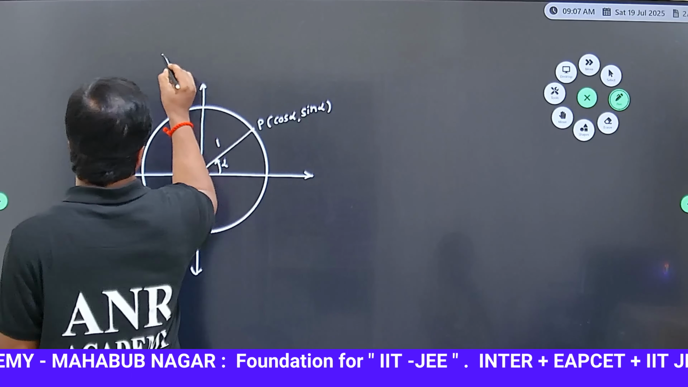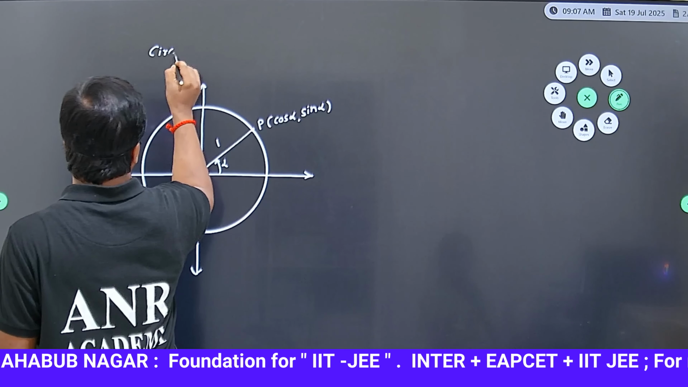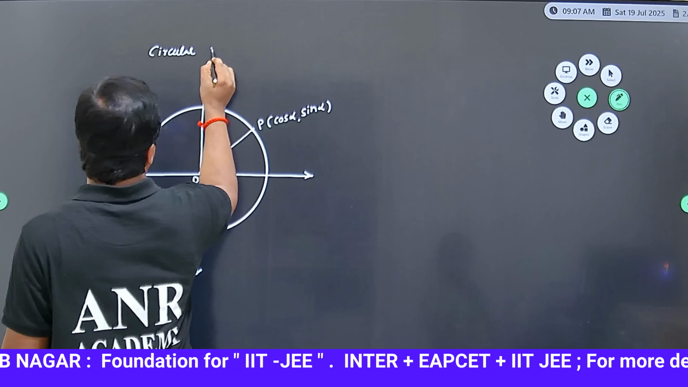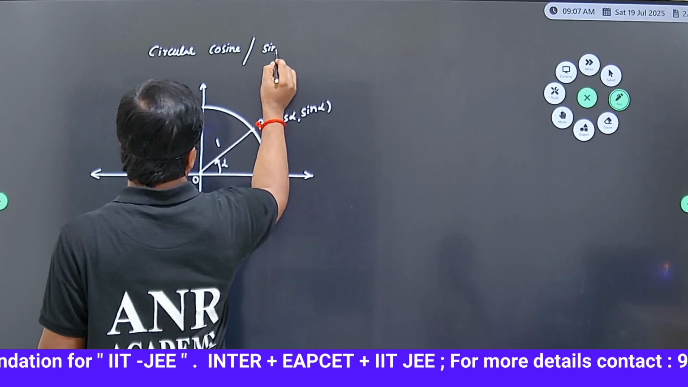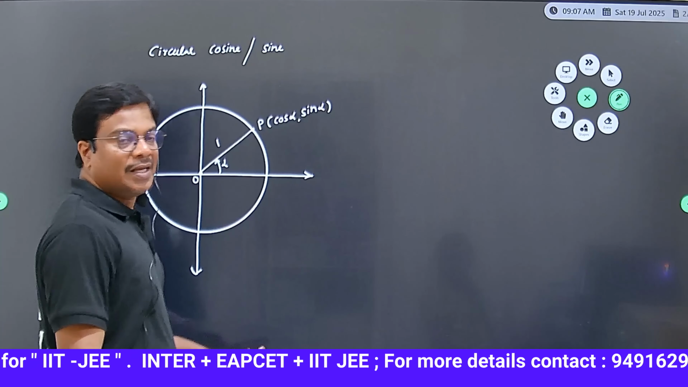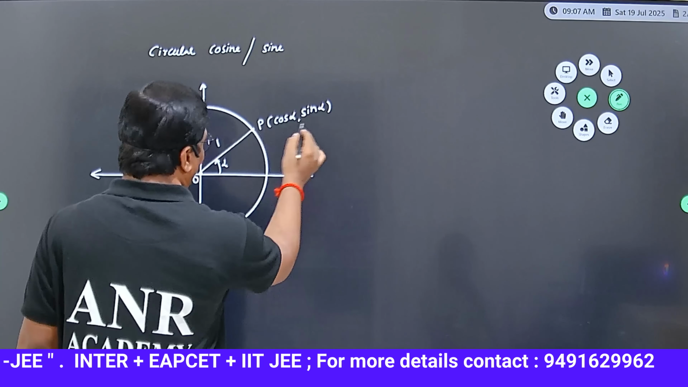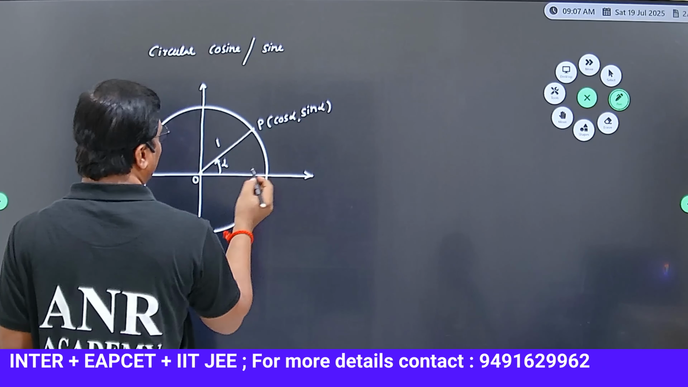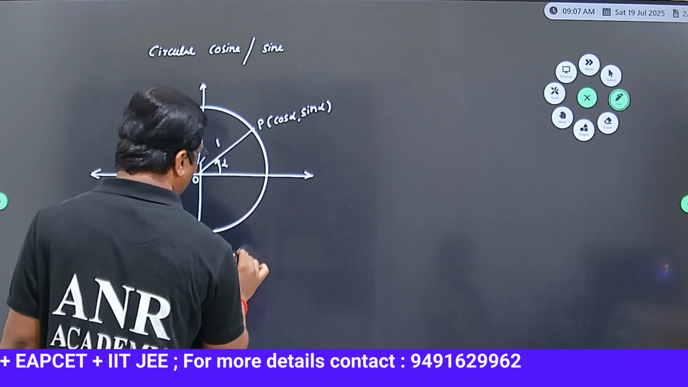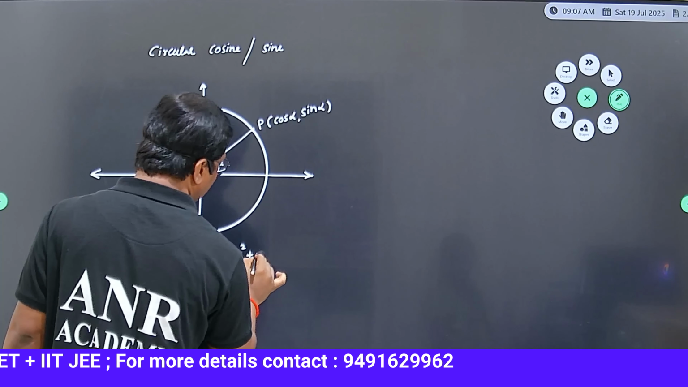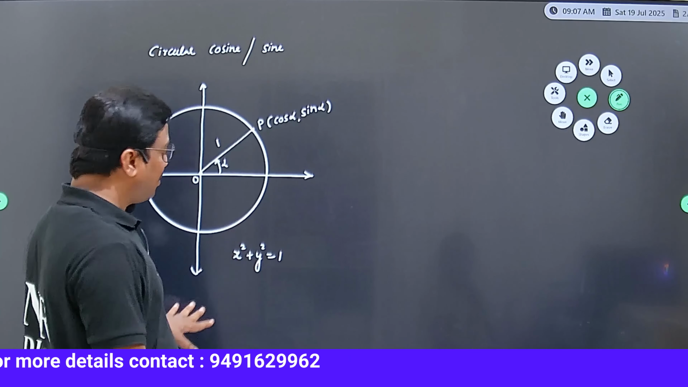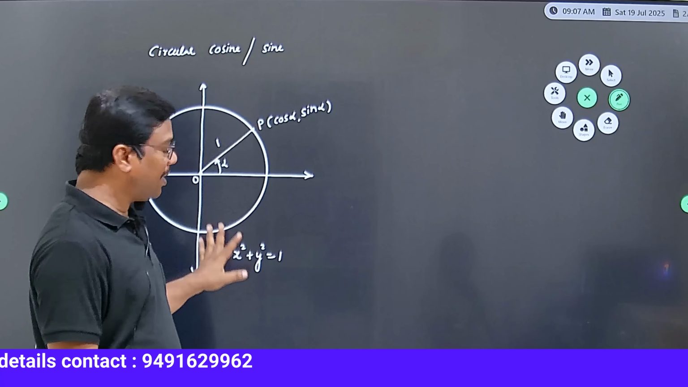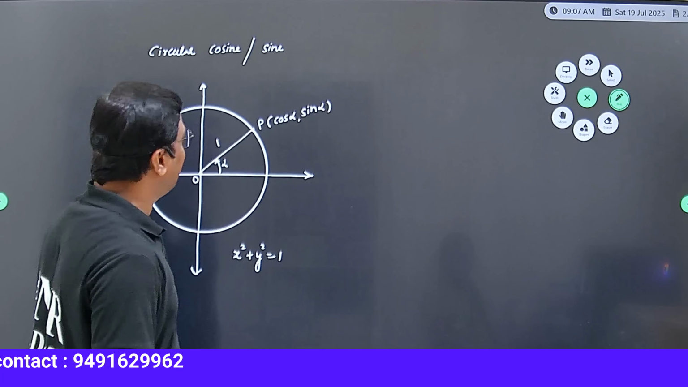This is about circular cosine and circular sine. And the point P, cos alpha comma sin alpha, satisfies the equation x square plus y square equal to 1, that is the unit circle, a parametric point on the unit circle.